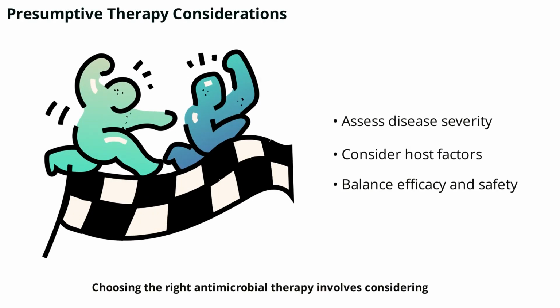Choosing the right antimicrobial therapy involves considering the severity and acuity of the disease, host factors, drug properties, and the need for combination therapy. Each clinical situation is unique, requiring a tailored approach that balances efficacy, safety, and the risk of resistance. Let's examine the key host and drug factors that influence regimen selection.